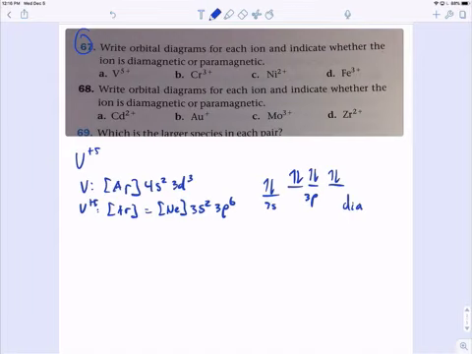So, how are we going to start questions with this? How did I do that? Okay, let me do another one. Chromium plus 3.